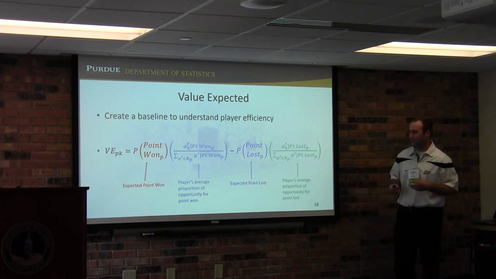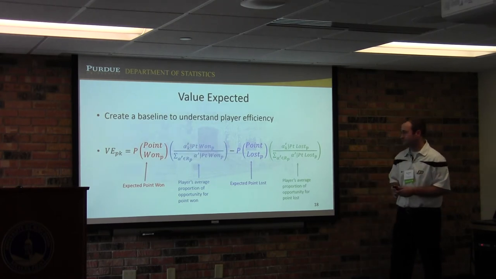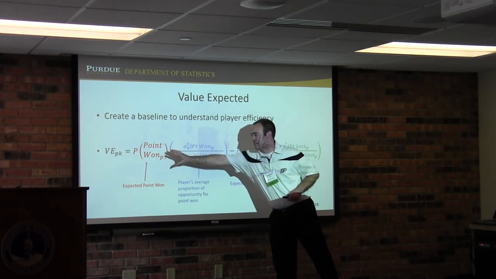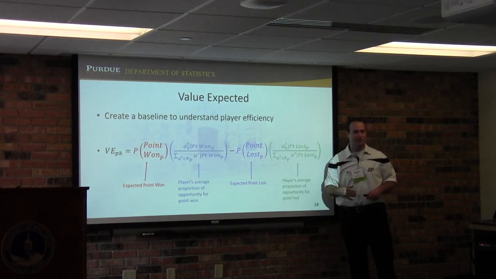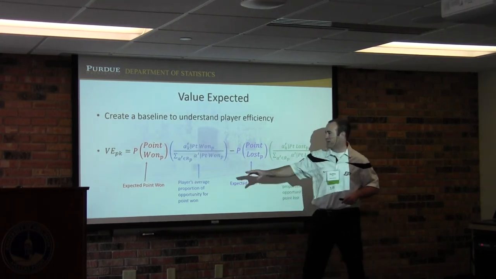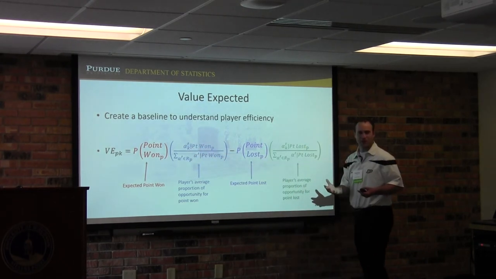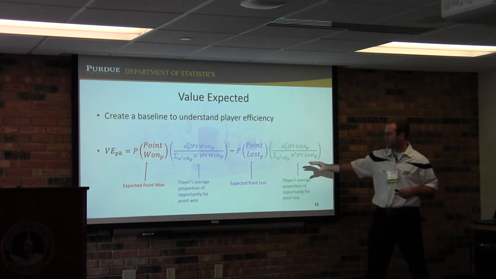Once we've done that, we can create what I call value expected. How many points, given what lineups you were in and the context you were in, how many points did we expect you to contribute? And so we have some share of the point will be considered to be one, and the probability that the point was lost will be the share that we'd say your team will lose that point. Given that you won the point, we plug in your role. If you typically have a big role on points one, we'll expect you to score a lot in that game.